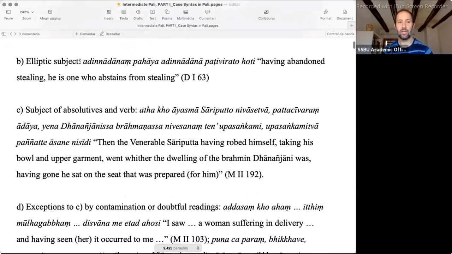Sometimes the nominative, and this is a tricky thing, is an interesting part of the approach of Vijayasekara's book. He counts one type of nominative as the elliptic subject. What is the meaning of ellipsis? Elliptic means that there is ellipsis. Can anyone tell me what is the meaning of elliptic?